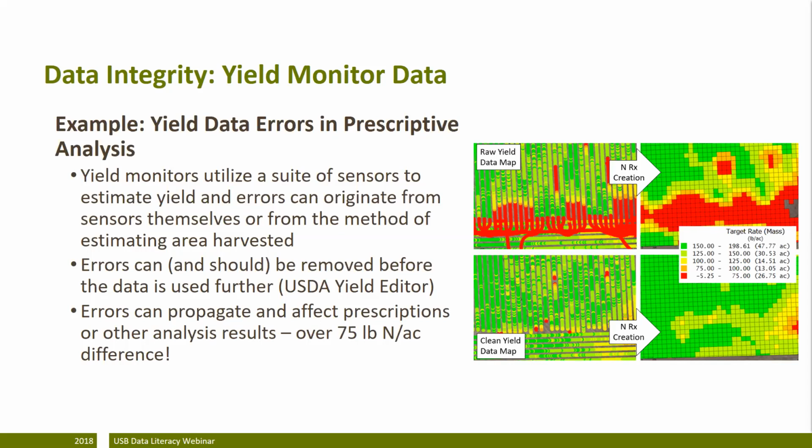In this case, on the top, you can see that wherever there were 0 yield values, we have improperly lowered our nitrogen recommendation. There are areas in the field which are receiving 75 pounds less nitrogen than would be recommended when we're using the clean yield data. So this is just one example of the importance of yield data quality.